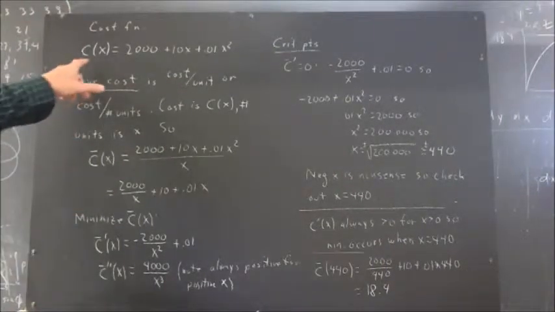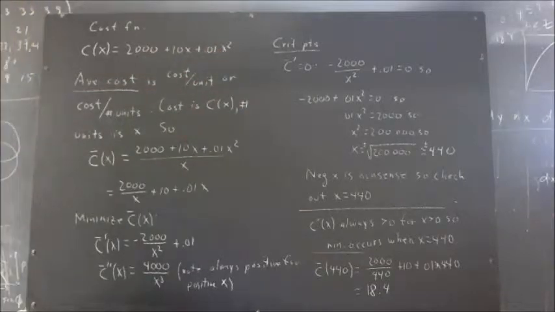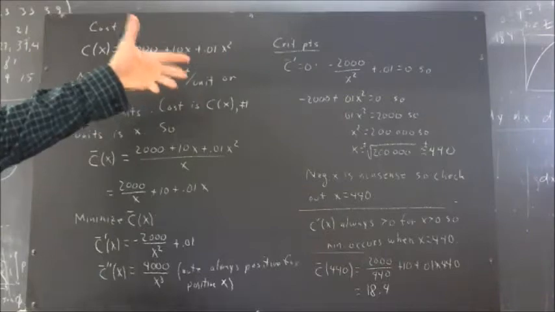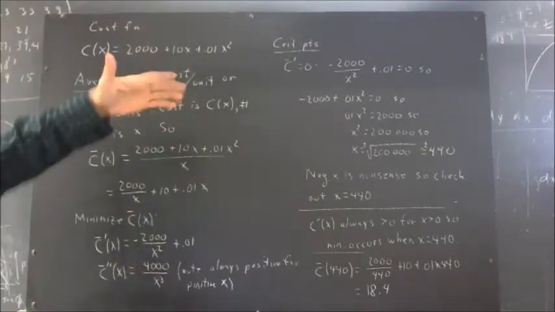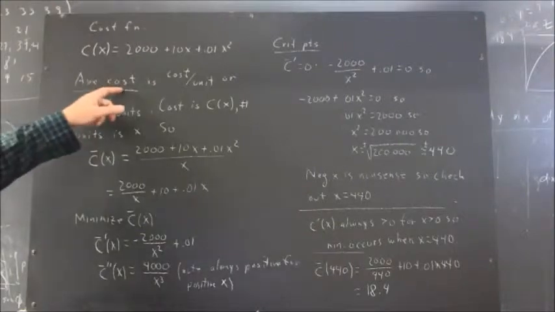Now, given the cost function you see here, 2,000 plus 10x plus 0.01x squared, we want to find the average cost function and find its minimum. We want to get our average cost down as low as possible. Now, what do we mean by average cost?